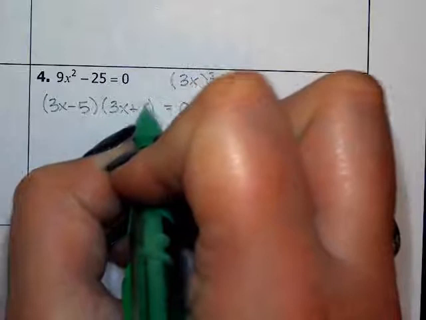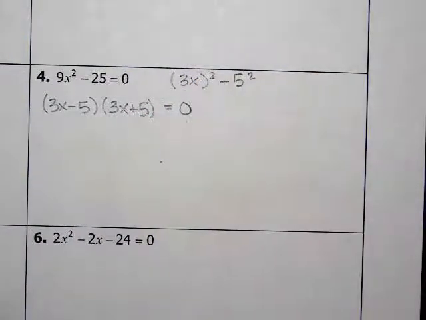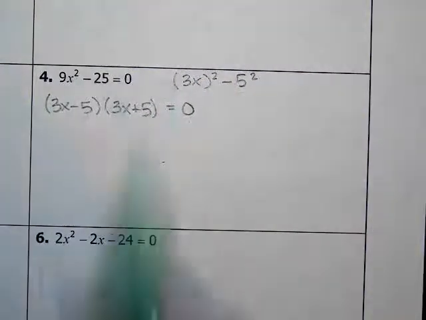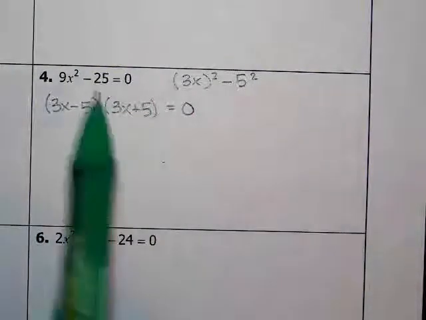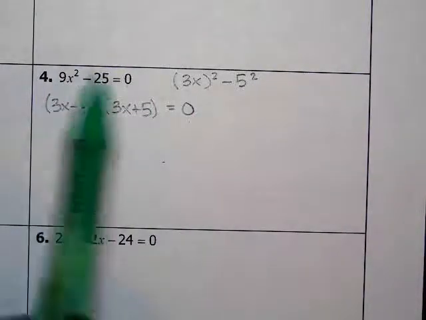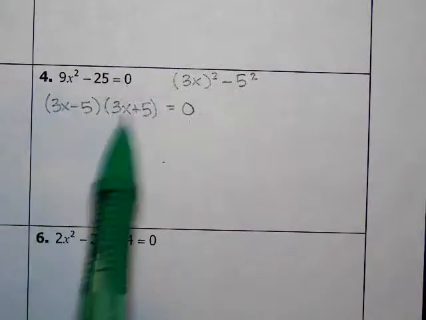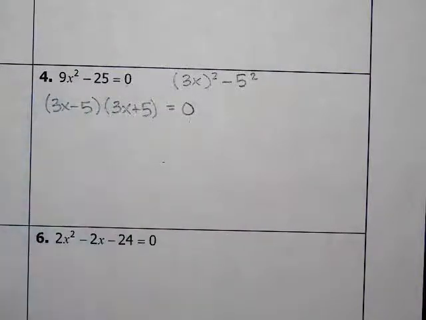Plus 5. Okay, we got to change the signs in there. All right, so it was equaling 0 when we got started. And then we recognized that when we factor this, it was difference of squares. And so we did that factoring method. And then what is our next step? Setting them equal to 0.